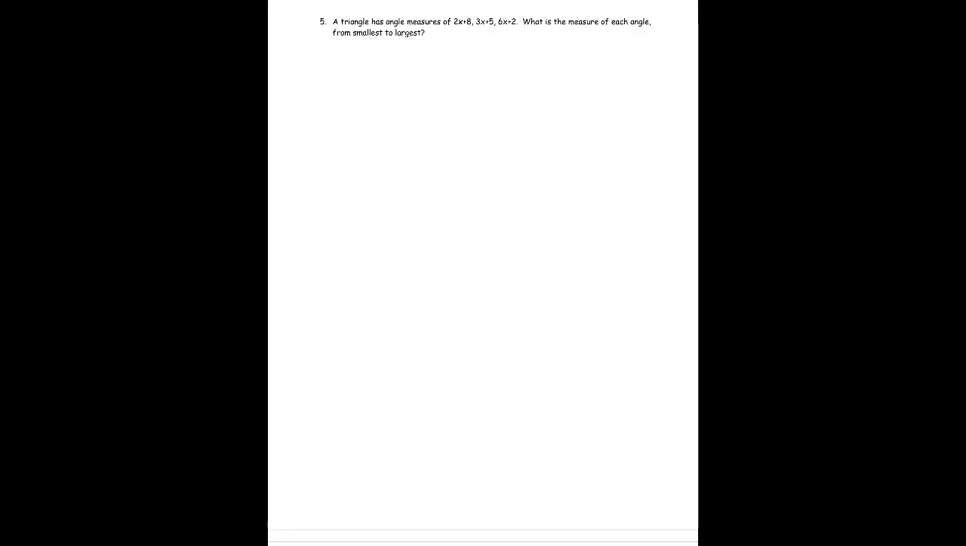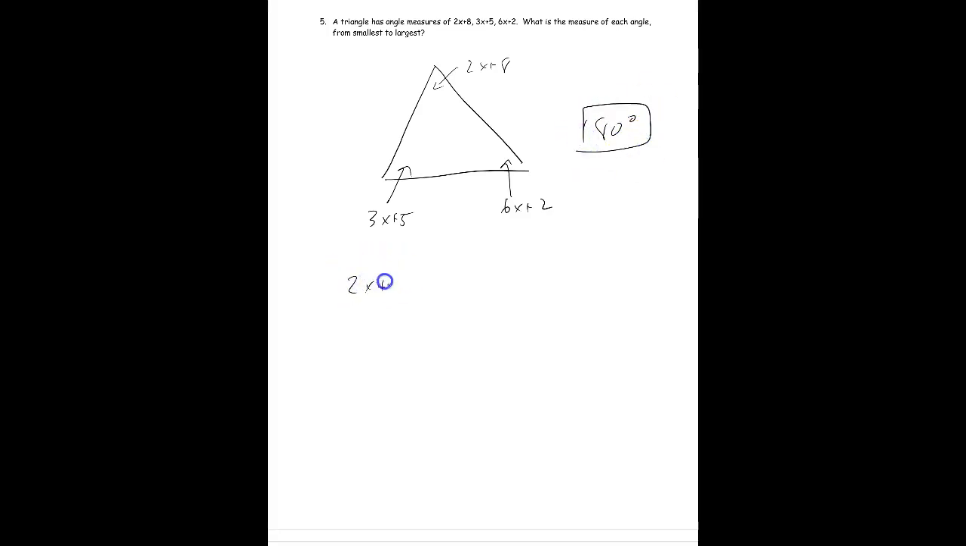Here we're given a triangle has angle measures of 2x plus 8, 3x plus 5, 6x plus 2. What's the measure of each angle? If we go ahead and draw this triangle here, we know one angle is 2x plus 8, the other one is 3x plus 5, and the other one is 6x plus 2. The sum of all the angles in a triangle equal 180. So we can just add those up.